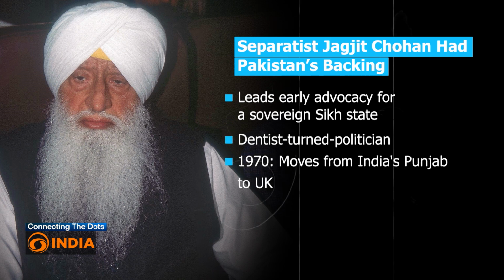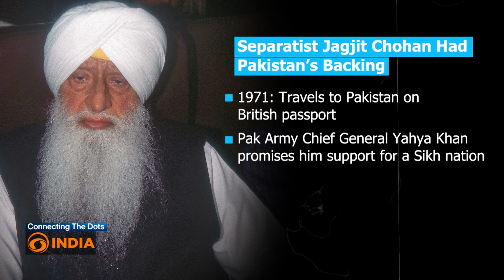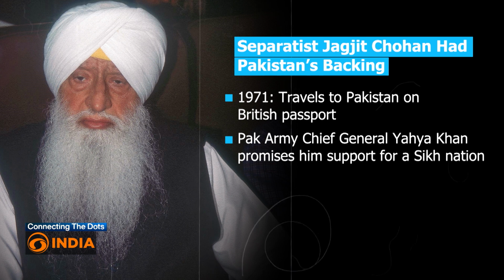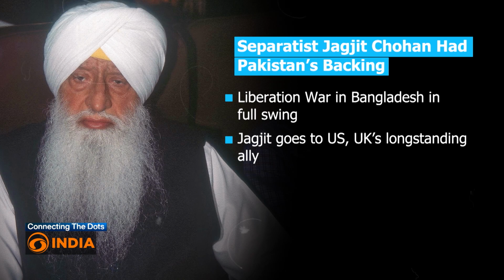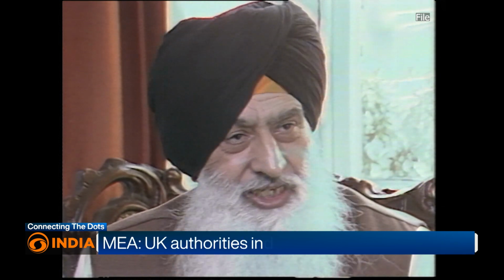The man who was at the forefront of the early advocacy for a sovereign Sikh state was dentist-turned-politician Jagjit Singh Chauhan. In 1970, he had moved from India's Punjab to the UK. In 1971, he travelled to Pakistan on his newly obtained British passport. The then Pakistan Army Chief and President of Pakistan, General Yahya Khan, promised him support for a Sikh nation. That was the time when the liberation war in Bangladesh was in its full swing and India was helping Bangladesh gain independence from Pakistan. Jagjit then went to the US, UK's long-standing ally. There he placed a full-page advertisement in the New York Times proclaiming the formation of a separate state.